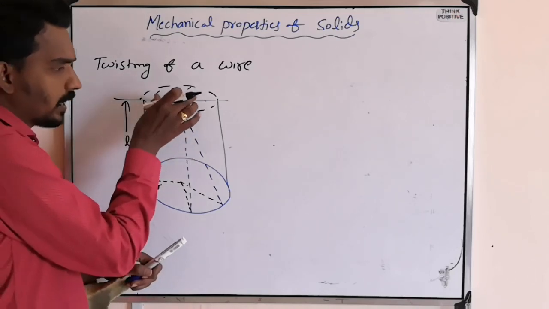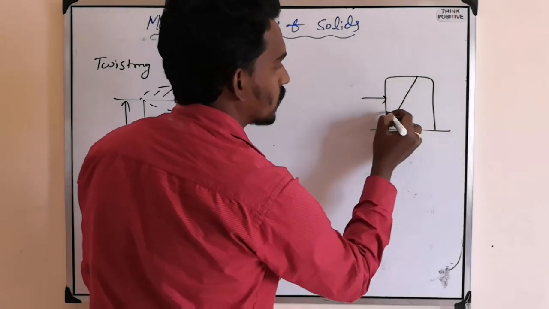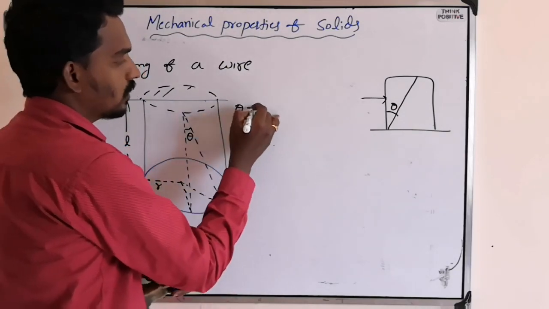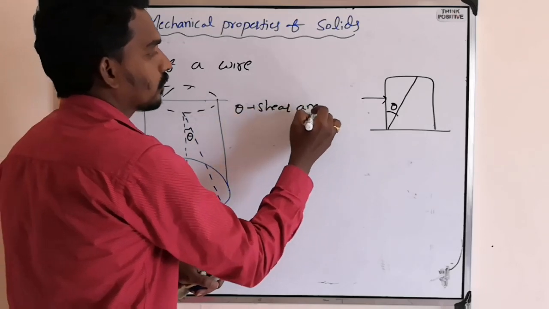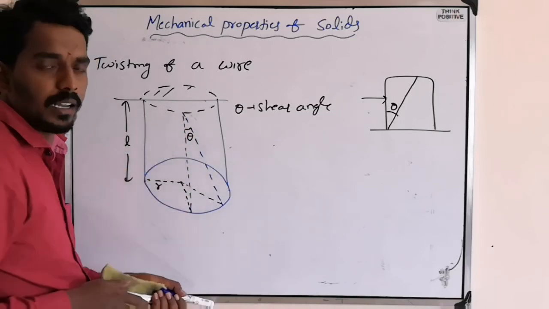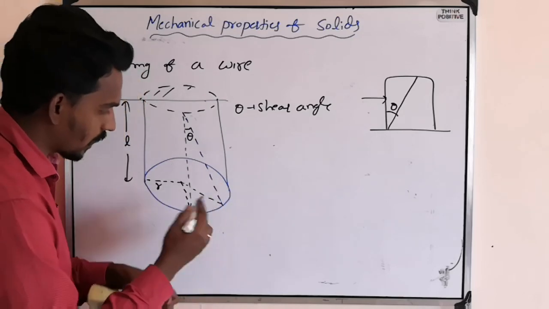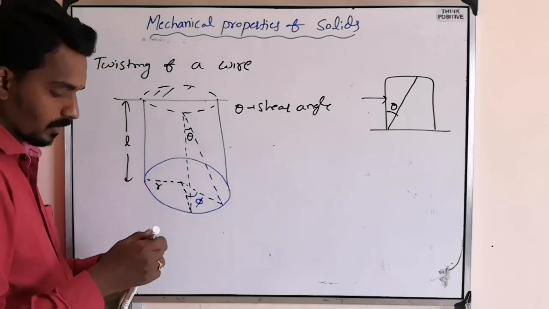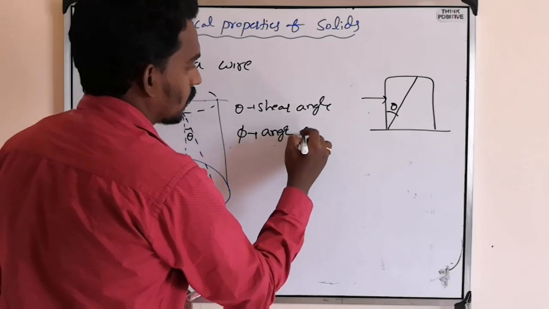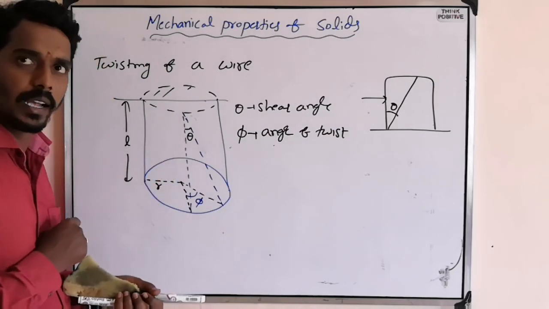Here the position is fixed, and you applied force, so it got displaced by angle theta. This is angle theta, which is the shear angle, because a fixed body rotated by some angle is the shear angle. But here this got twisted by some angle. Let's take this angle as phi. So phi is the angle of twist. One is the twisting angle, another one is the shear angle.